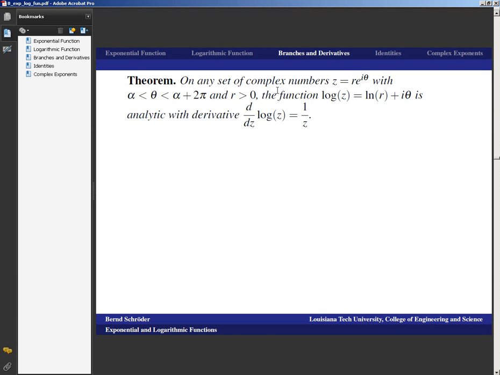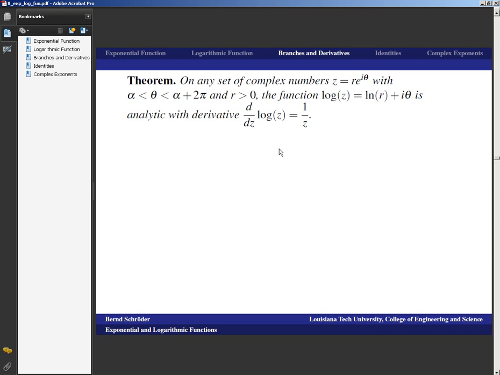First of all, we want to, of course, be able to differentiate our functions, and on any set of complex numbers z equals r e to the i theta, so that there is an angle alpha, so that alpha is smaller than theta, which is in turn smaller than alpha plus 2 pi, so we have to exclude some kind of a ray coming off the origin, and r, of course, is still greater than 0. For any set of complex numbers like that, the function log z equals ln r plus i theta. Note that this is not necessarily the principal branch, but because we don't want to introduce too many notations, we denote this thing also with lowercase log.